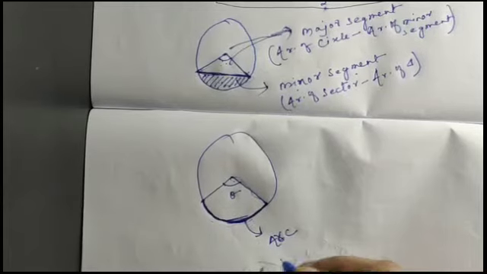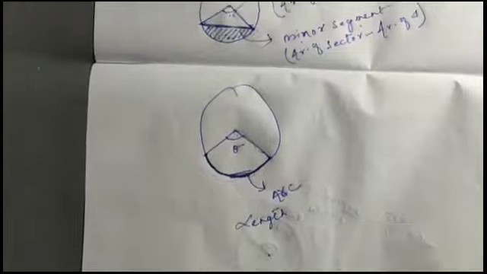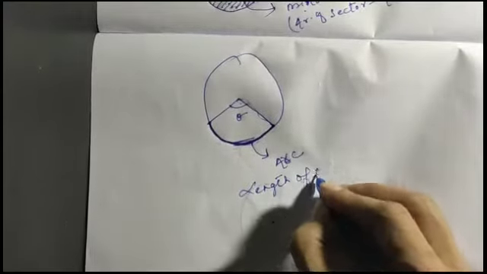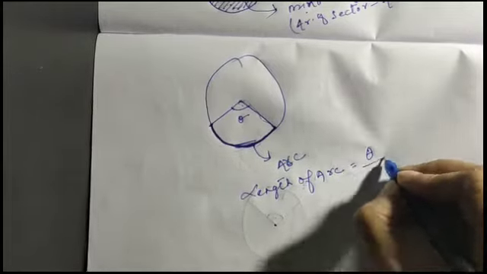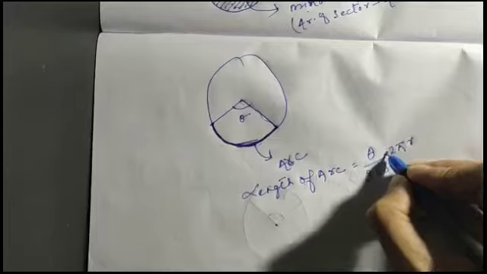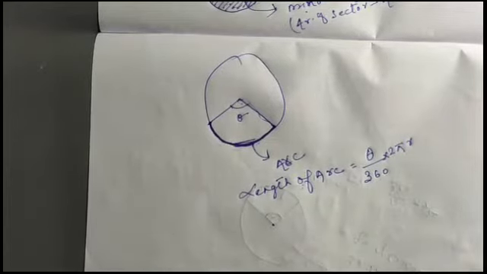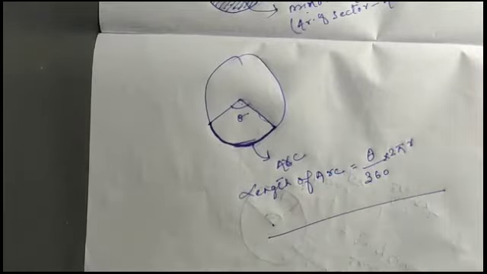So how to find out the length of arc? We'll find out the length of arc by the formula theta by 360 into 2 pi r. With this formula, we are going to find out the length of arc.